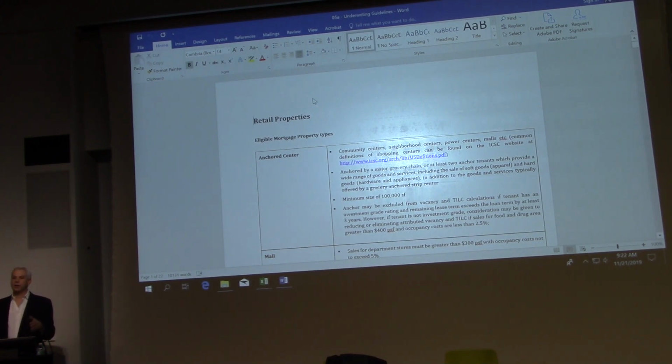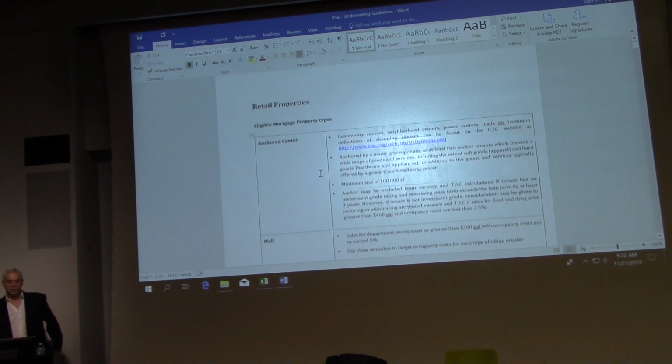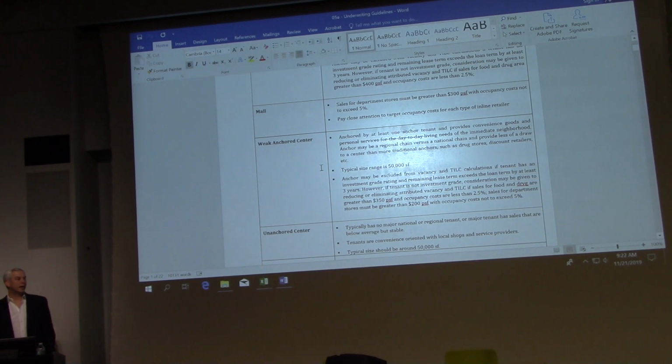Just like with hotel, I want you guys to read the retail section. You don't have to read the office, you don't have to read the industrial, you don't have to reread the hotel. But be familiar with the detailed underwriting that's here. There may be a question or two. There will be a question or two that comes from here.